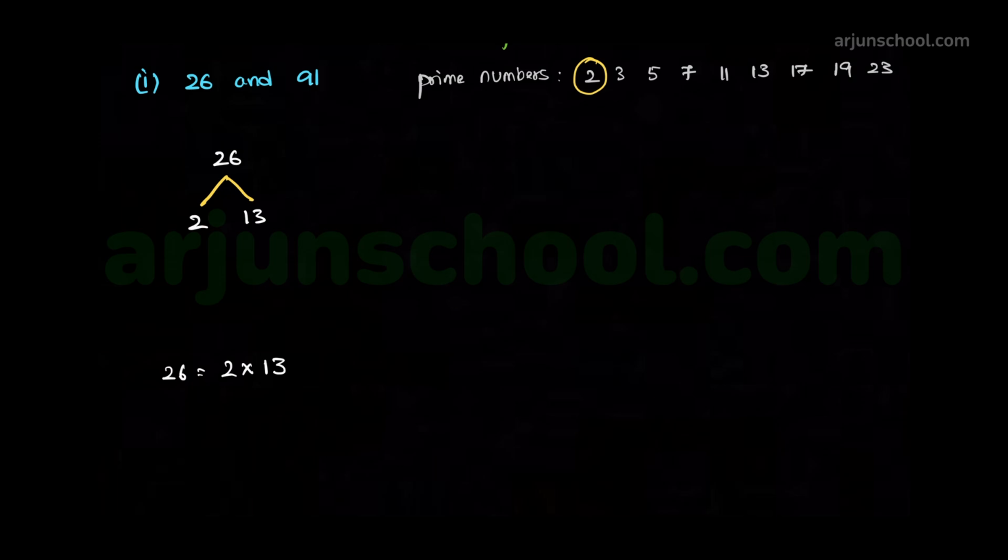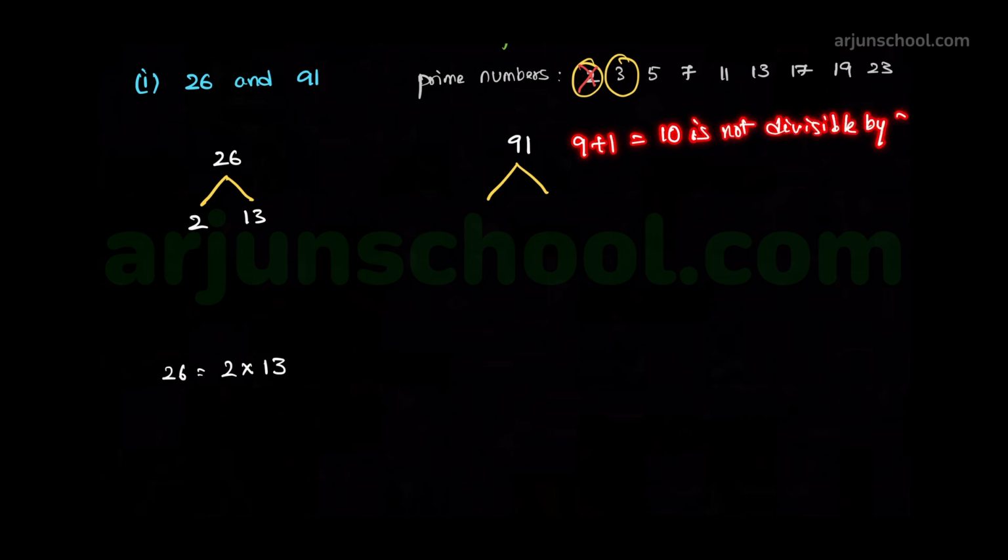Now let us do the prime factorization for 91. Let us start with the prime number 2. Since 91 ends with an odd number, it is not divisible by 2. Now let us move to the next prime number 3. The sum of the digits in 91, which is 9 plus 1 is equal to 10, is not divisible by 3. Therefore 91 is not divisible by 3.